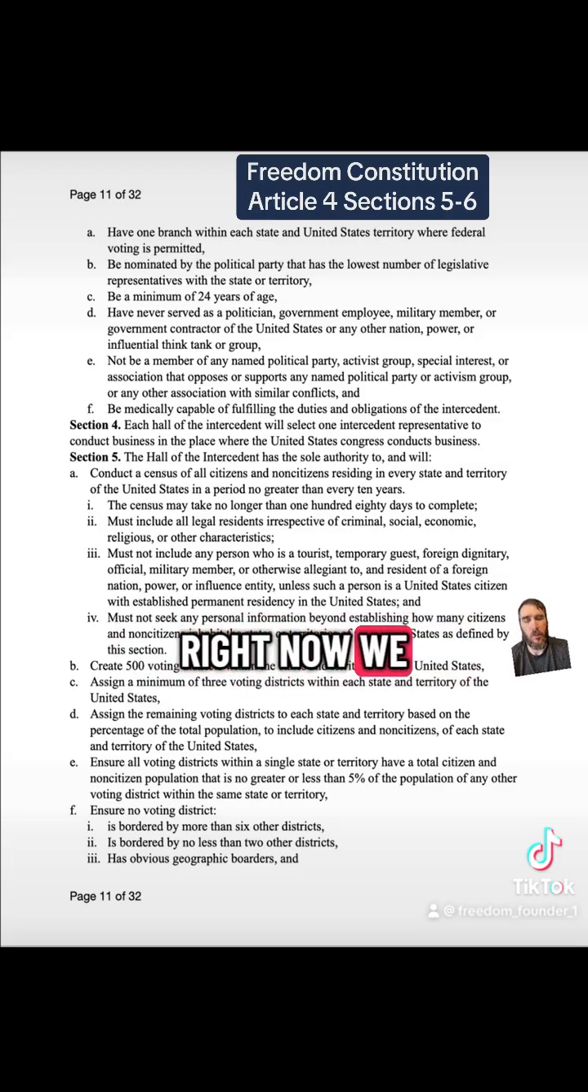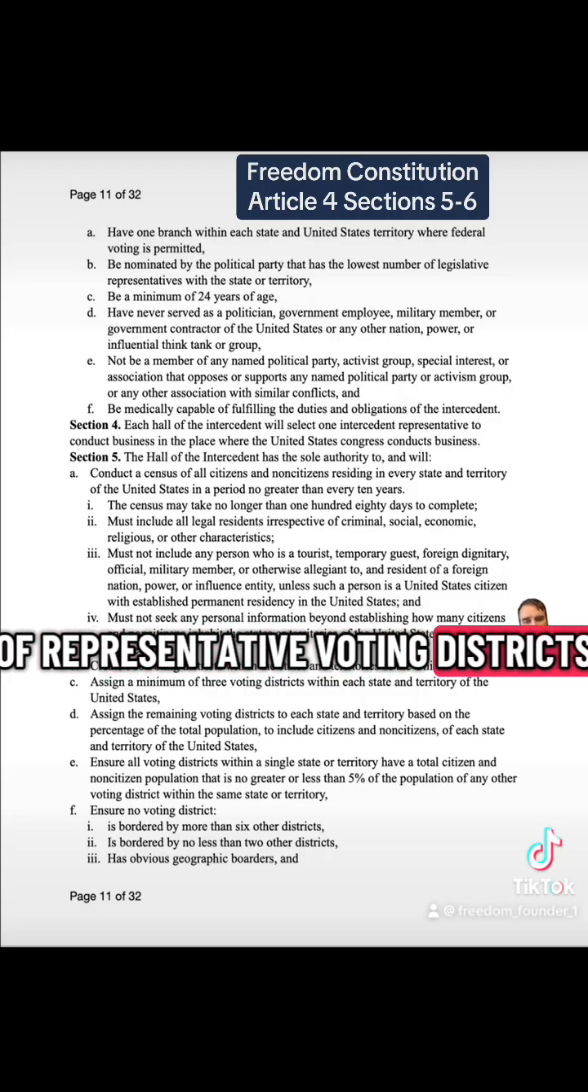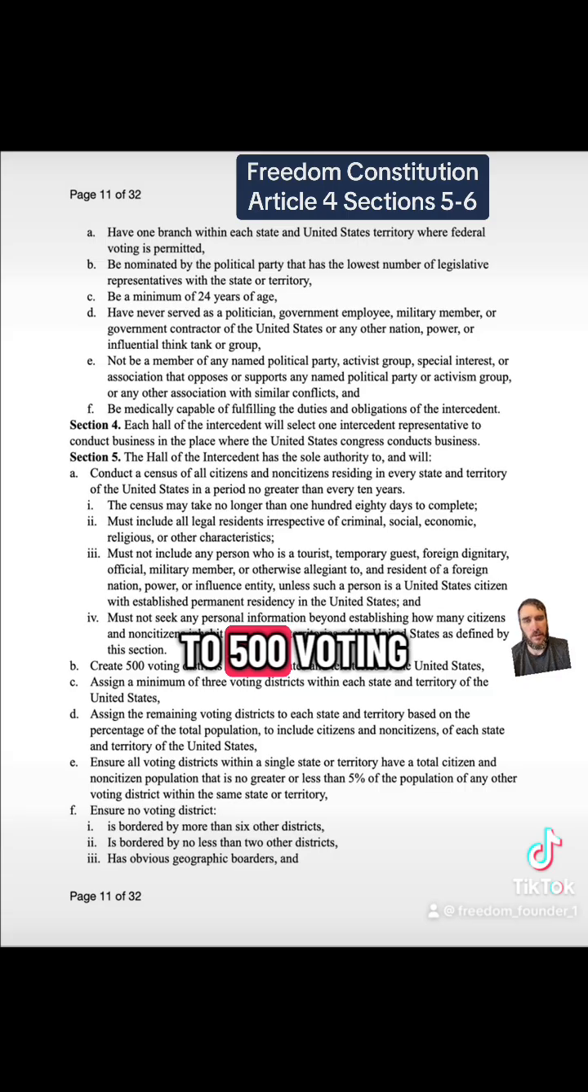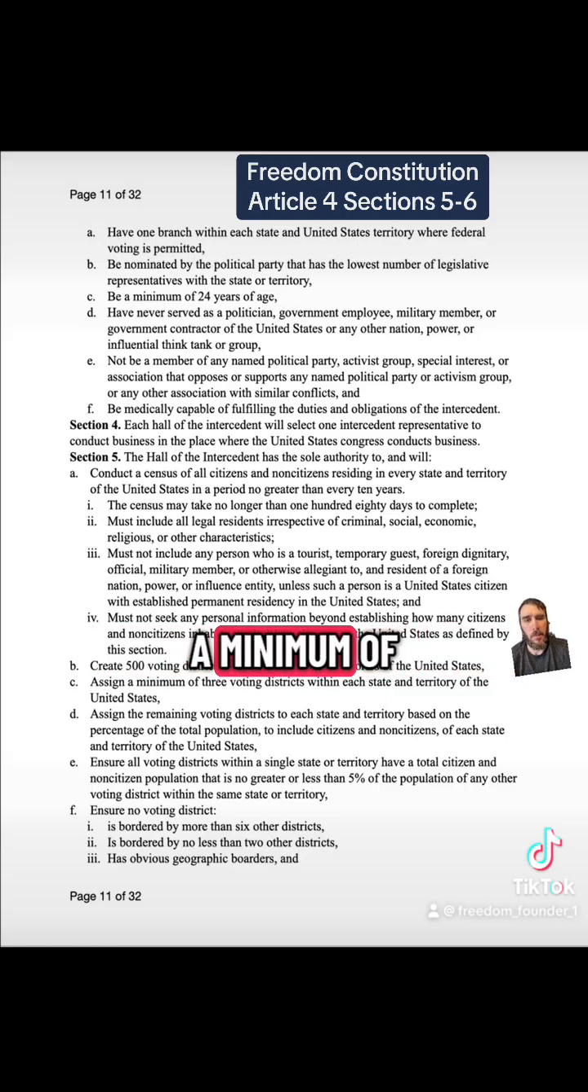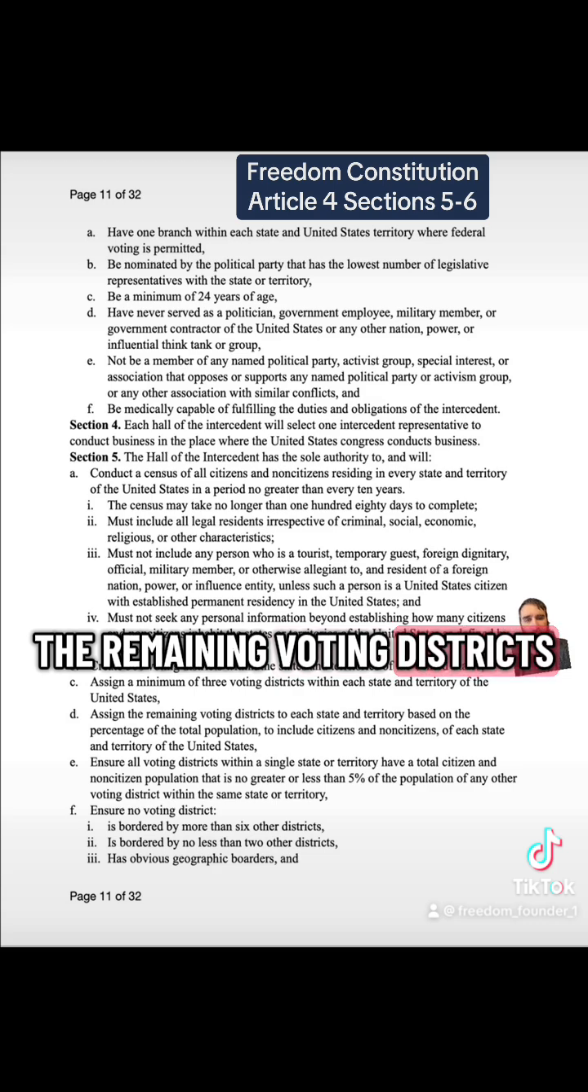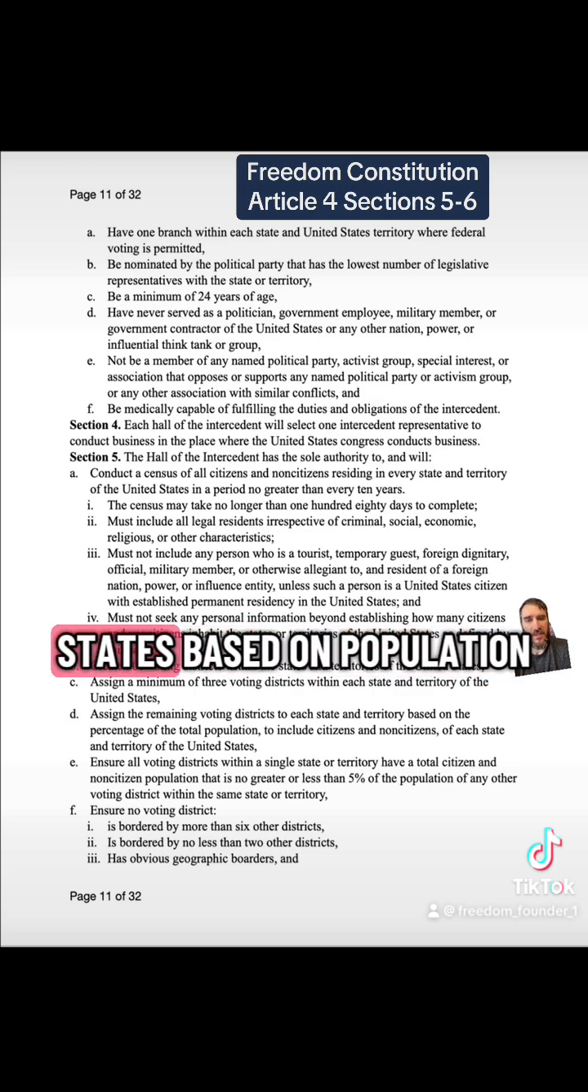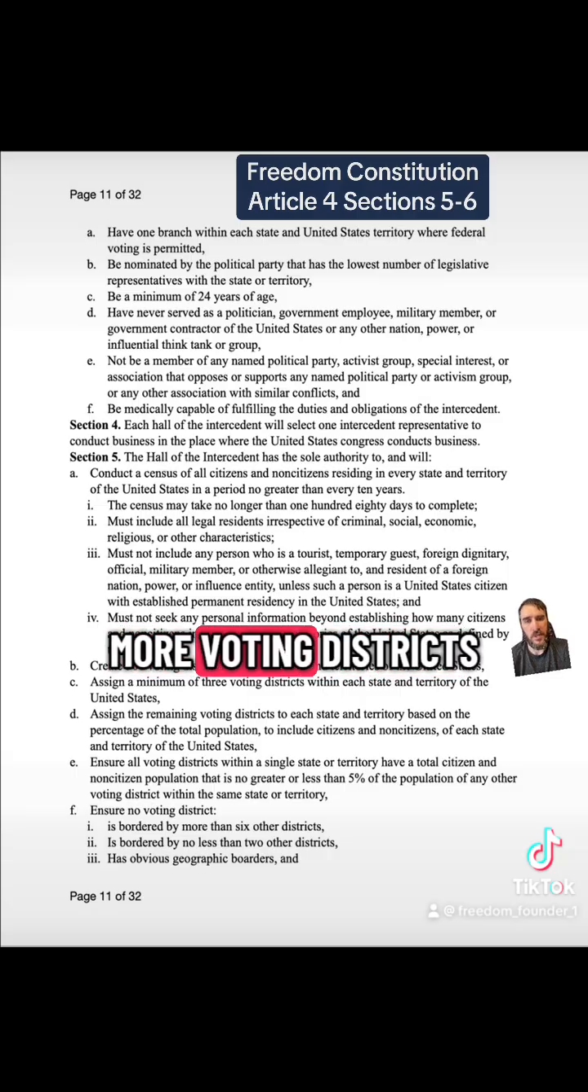Right now we have 435, I believe, House of Representative voting districts. This increases it to 500 voting districts for the House of Representatives, and it assigns a minimum of 3 voting districts per state instead of the one that we currently have now. And it assigns the remaining voting districts above the 3 states based on population. So we can see that California will probably have more voting districts than Nebraska, whereas California has many more people inhabiting California than Nebraska has.